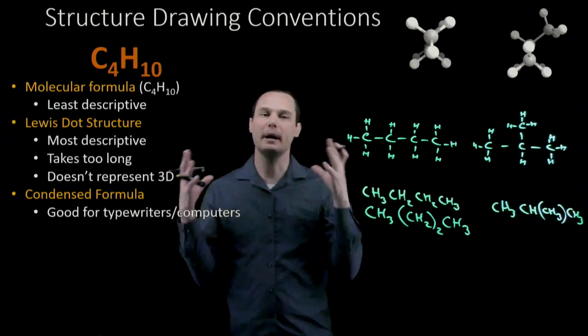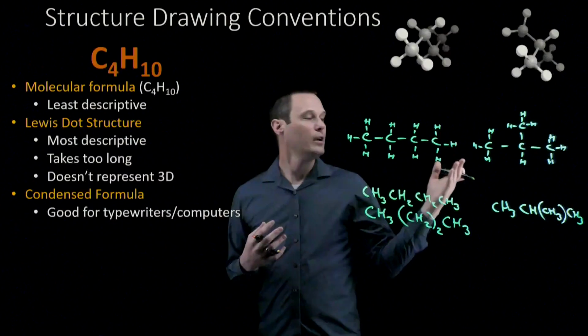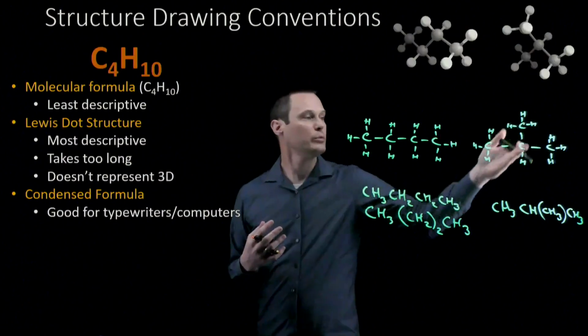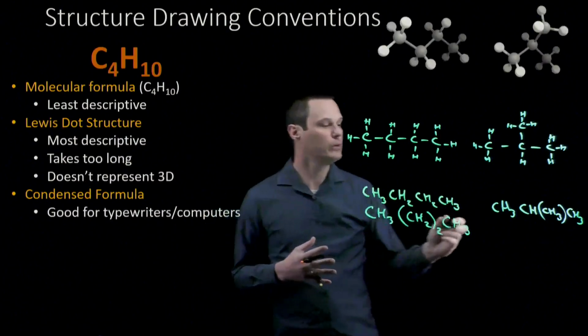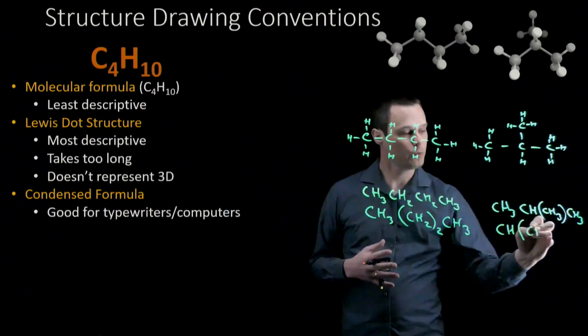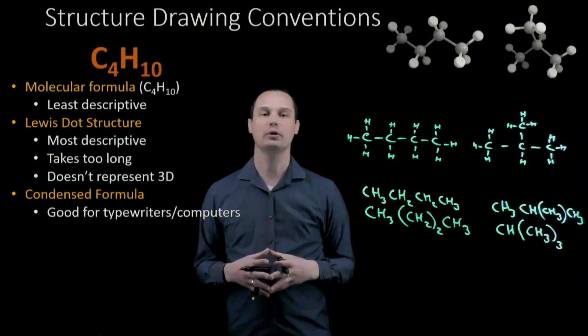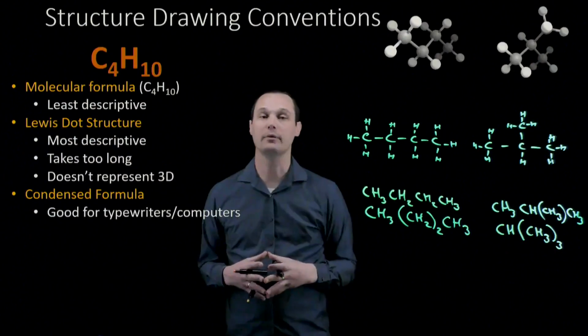Again, we like to combine repeating units in this structure. So I see that we have the 3 CH3 groups all attached to the central carbon. So we could write this as CH, this carbon would be this central carbon, and then 3 repeating CH3 units all attached to that one central carbon. This could be how we could write a condensed formula for this structure.